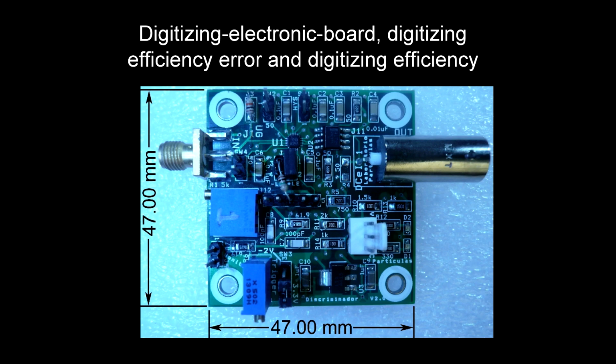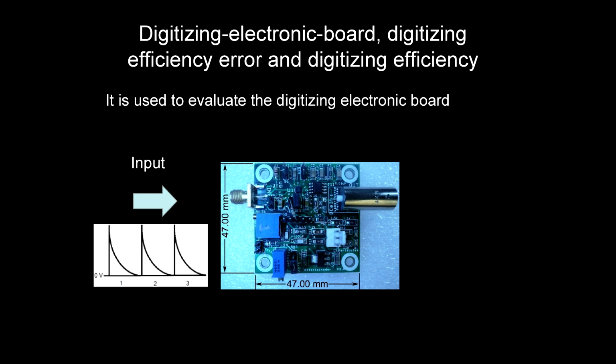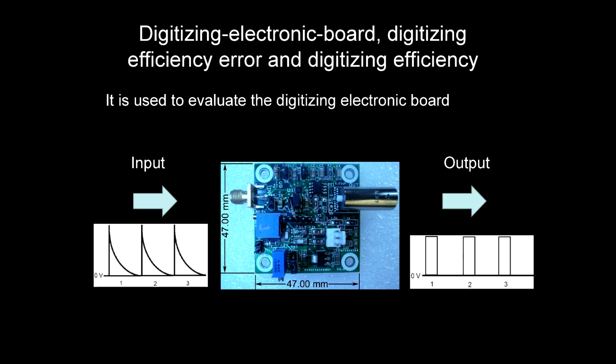The goal is to obtain the digitizing-electronic-board characterization. The technique of digitizing efficiency error is to supply pulses per second at the input of the digitizing-electronic-board and get pulses per second at the output.